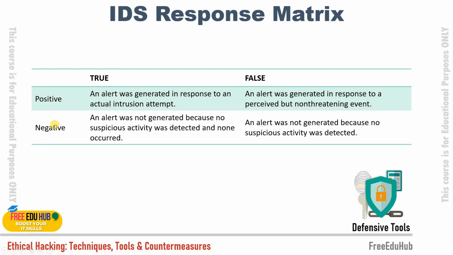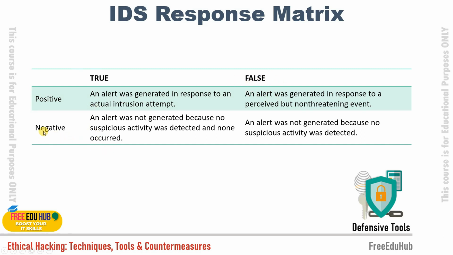We have positive and negative, and then we have true and false. It could be positive or true positive. An alert was generated in response to an actual intrusion attempt, so that was true and it triggered a positive alert on that. Whereas if it is a false positive, an alert was triggered in response to a perceived but not threatening event, and if it would pass an alert like that, it would be flagged as false positive.